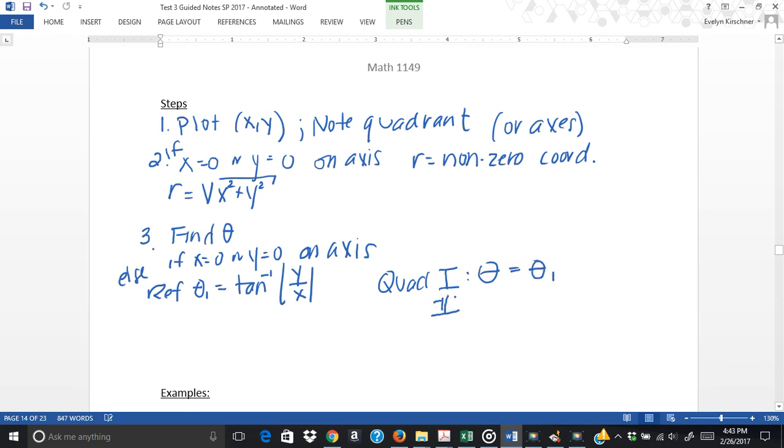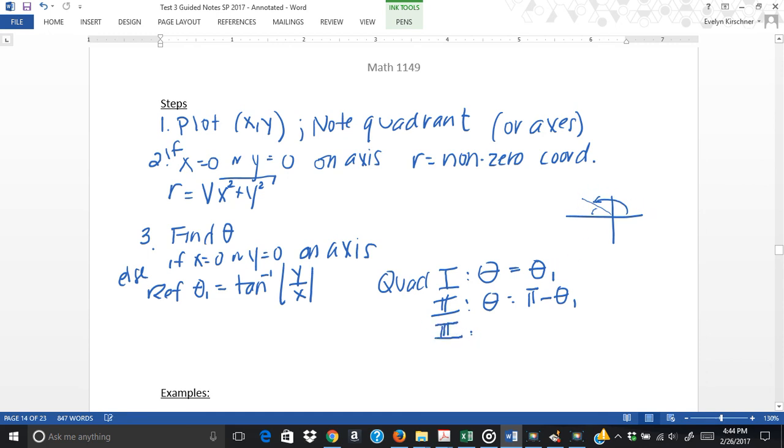If my quadrant is 2, my theta is pi minus theta 1. Of course, you're working in radians, because if it's in this quadrant here, right, here's my reference angle. This is the one I want, so it's pi minus the reference angle.